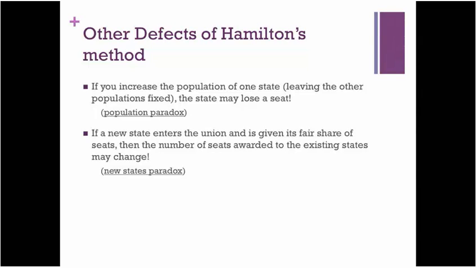Another thing that may happen is if a new state is admitted into the Union and told, well, this is the number of seats you're supposed to have, well, presumably you'd want to redo the whole apportionment. According to Hamilton, you'd have a few extra seats for the new state, but amazingly what might happen is the number of seats awarded to the already existing states might change. Again, that seems very undesirable and not something that you want to have happen. So all of these reasons sort of contributed to the fact that we no longer use this kind of method. Hamilton's method is no longer used to apportion the House of Representatives.